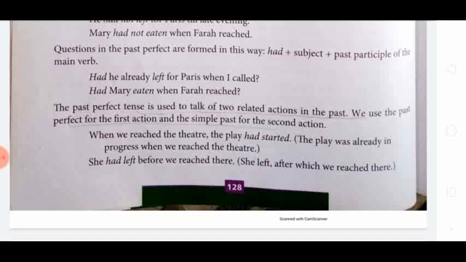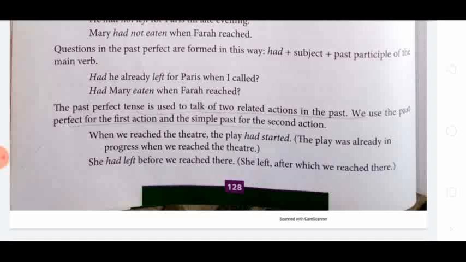The past perfect tense is used to talk of two related actions in the past, which are related to one another. We use the past perfect for the first action and the simple past for the second action.